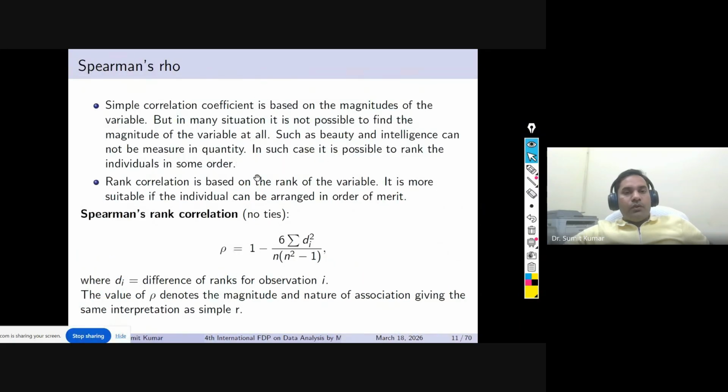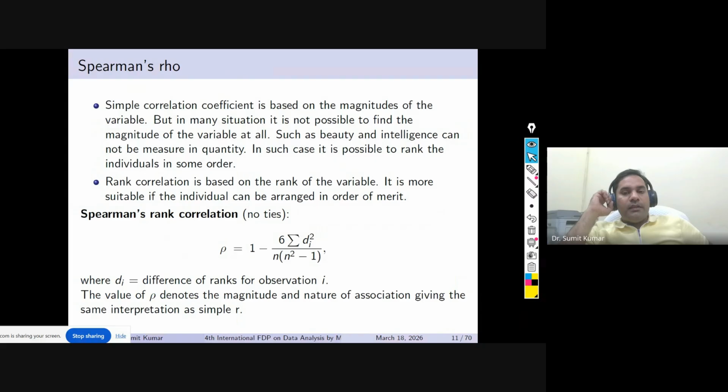For the rank correlation coefficient, we face some situations where a simple correlation coefficient is based on the magnitude of the variable. But in many situations, it is not possible to find the magnitude of the variable at all. In that case, we can use a different method to check the correlation. That is the rank correlation, which is basically based on the rank of the variable.